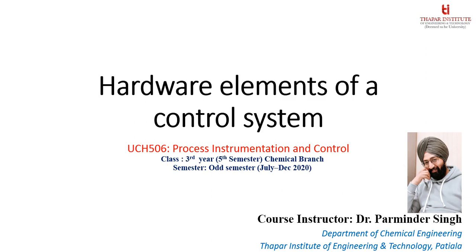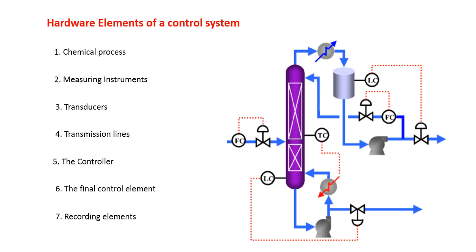Hello students. Today we'll discuss the hardware elements of a control system. Now, the hardware elements of a control system comprise 7 components. These components are: first, the chemical process, the measuring element, transducers, transmission lines, controller, final controlling element, and the recording elements.